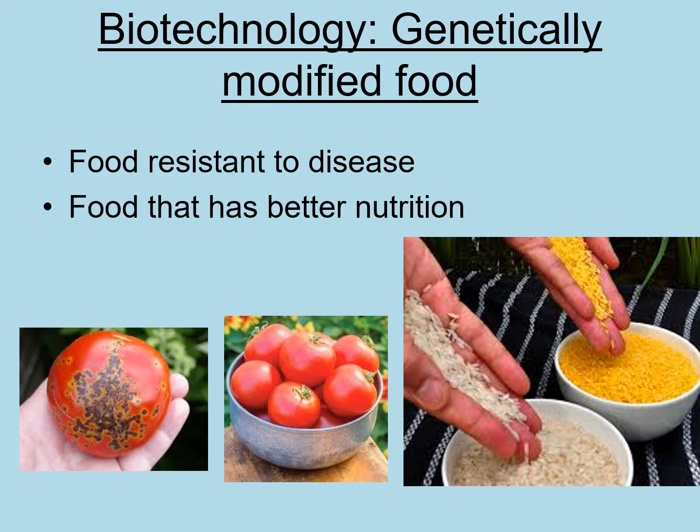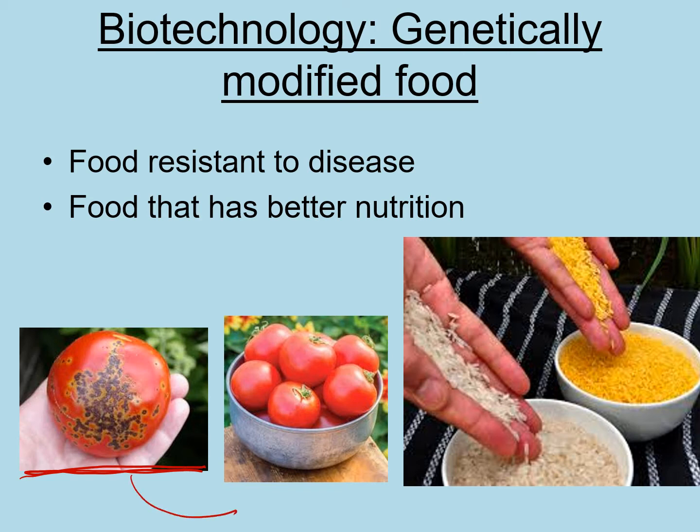So for the second half of this lesson about food sustainability, we're going to look at biotechnology. Firstly, we've looked at genetically modified food in chapter B13 of the biology GCSE. And I've also mentioned in a previous lesson that you can genetically engineer food to be resistant to disease. So we've got a tomato here that has tomato blight on it.